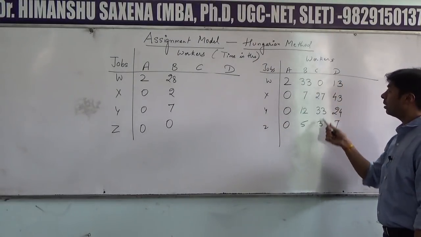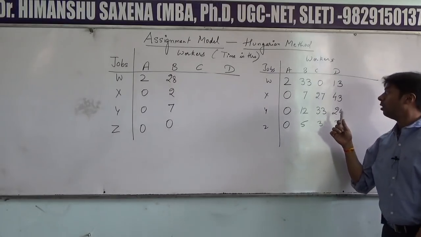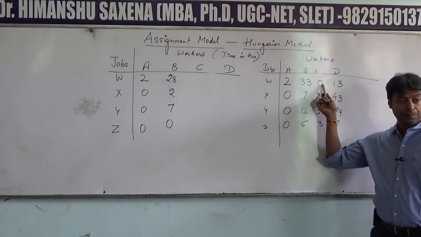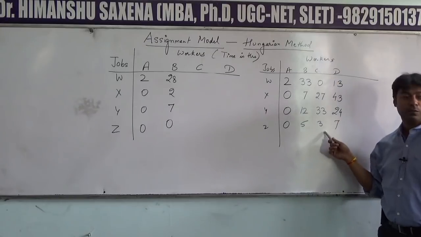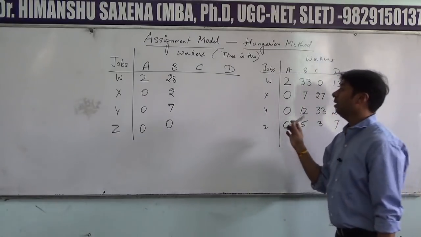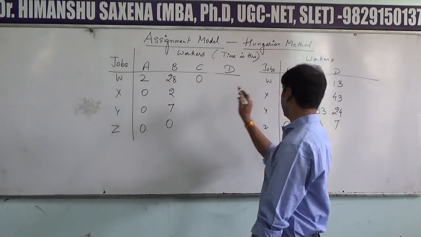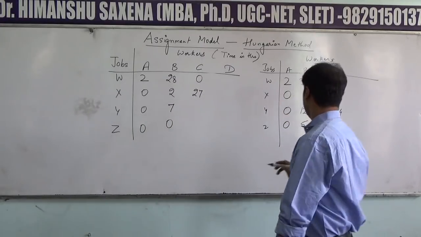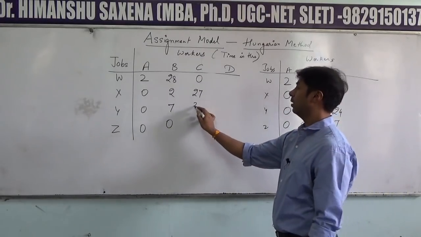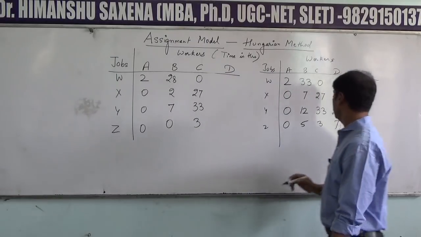We move on to the third column. In the third column, the minimum value is 0. Now when we subtract this 0 from all these values, again the column values would be exactly same. So you'll have 0, 27, then 33, and 3.